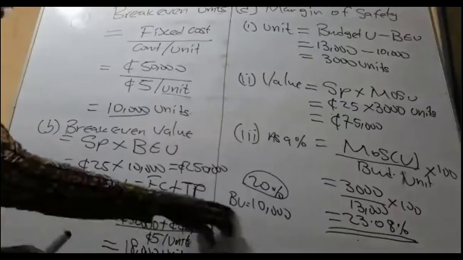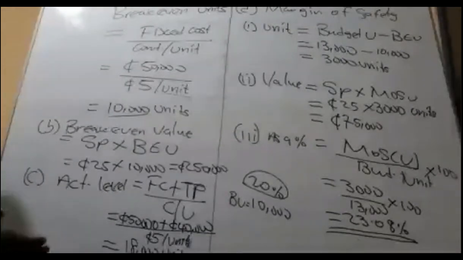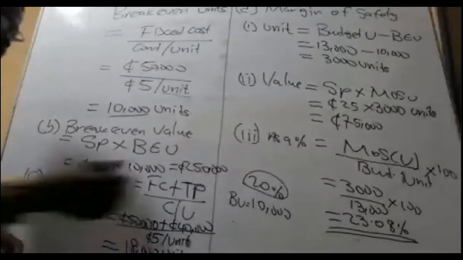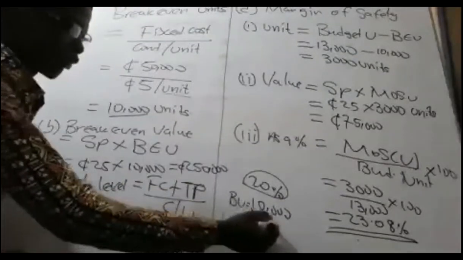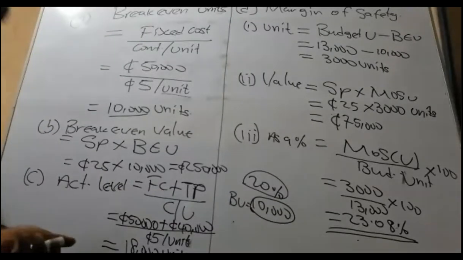Now, the budgeted unit is always 100. We should put it that way. The budgeted unit is always what? 100. So this is 100. If the break-even unit is less than what? 100. So that is it.